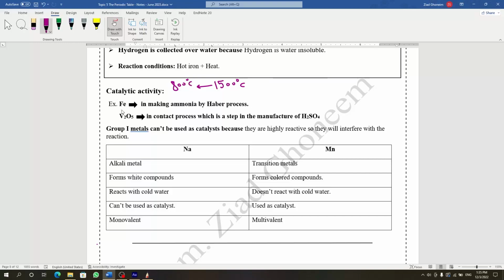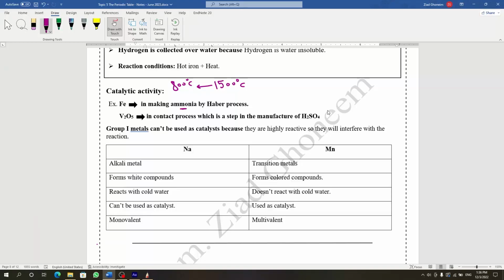The catalyst is in most cases a transition metal. For example, iron is used as a catalyst in preparation of ammonia by Haber-Bosch process. Vanadium oxide is used as a catalyst in contact process in making sulfuric acid. We'll talk about these two methods in greater detail later on.